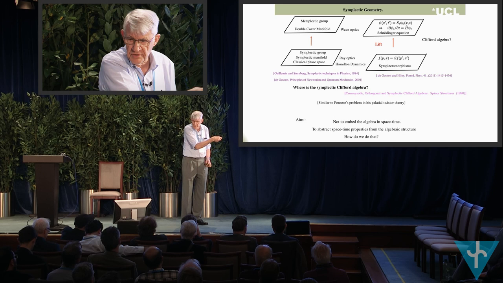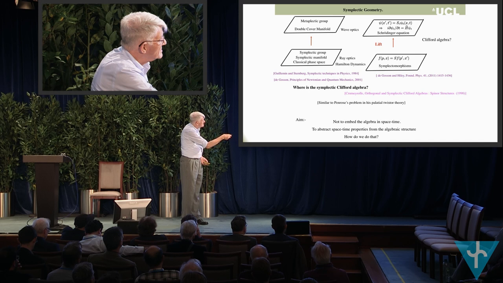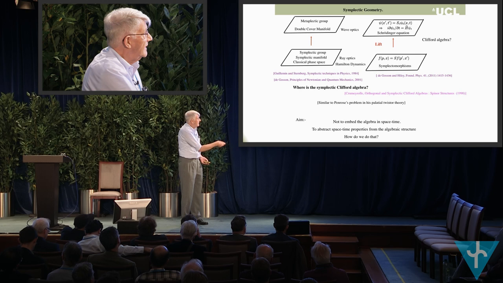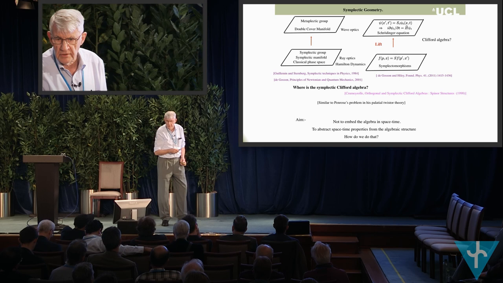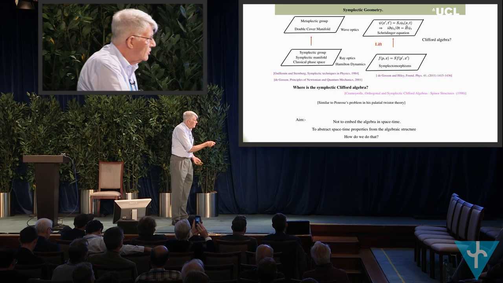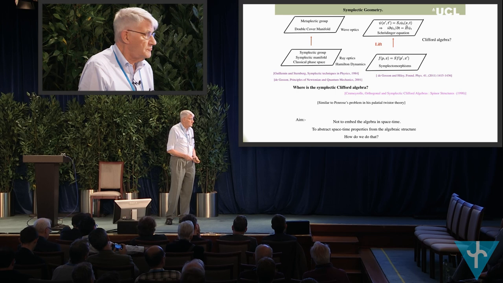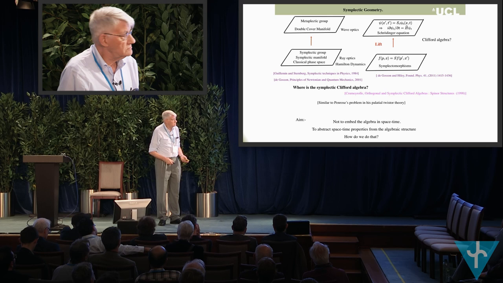But the question now is, how do I get the symplectic structure into the orthogonal Clifford algebra? And this is essentially what Penrose will be talking about either tomorrow or Saturday, I don't know when he's coming on, with his twistor theory. So the aim here is not to embed algebras in space-time, but to actually abstract space-time properties from the algebraic nature. Okay, how do you do that? I said this was something entirely different.